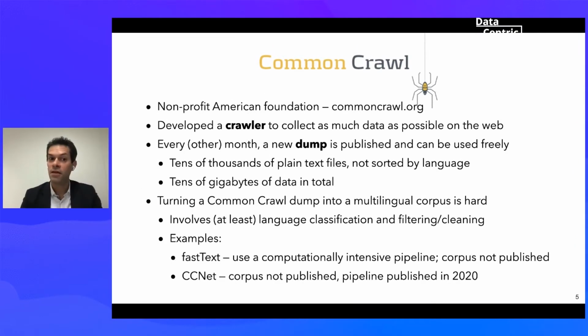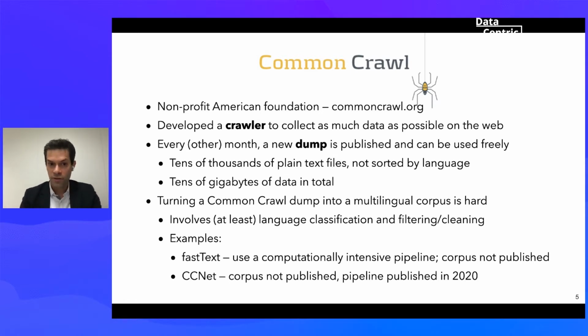These are very large dumps with a lot of data collected on the internet. They are really big: tens of thousands of plain text files, not sorted by language, that together constitute tens of gigabytes of data. Turning a Common Crawl dump into a multilingual corpus is therefore really hard. It involves at least language classification and filtering and cleaning of these raw files.